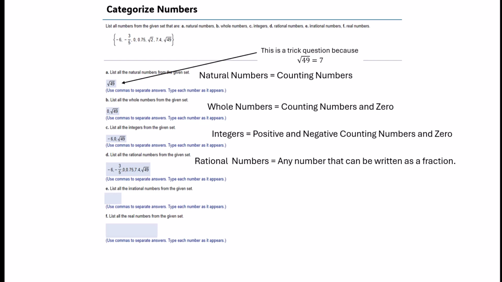E, list all the irrational numbers from the given set. Now, an irrational number is any number that cannot be written as a fraction. So basically, what's the only thing left in our set? Yeah, the square root of 2.